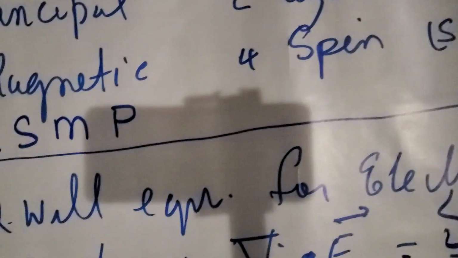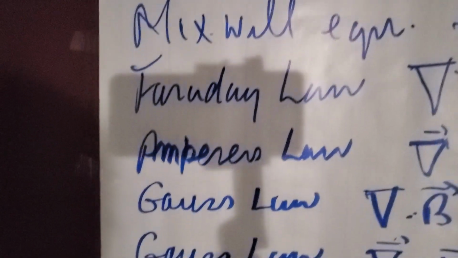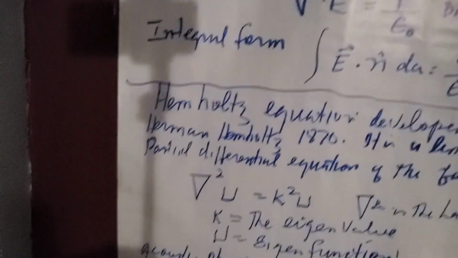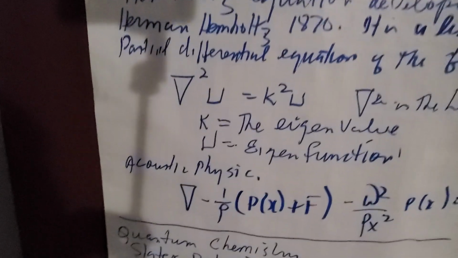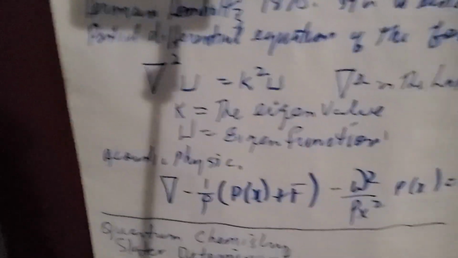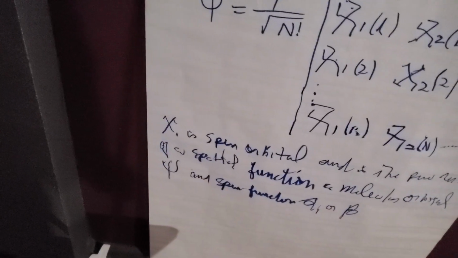We have quantum chemistry definition there, and we gave it in audio. We have Maxwell equation with Ampere's, Gauss law and Faraday's law. Then we came on to introduction of Helmholtz equation and Helmholtz equation for acoustics. Then it came back down to quantum chemistry and the Slater determinant.